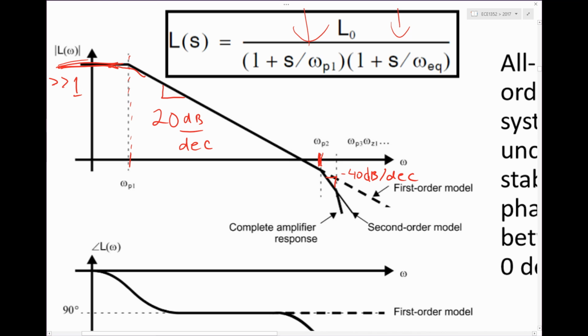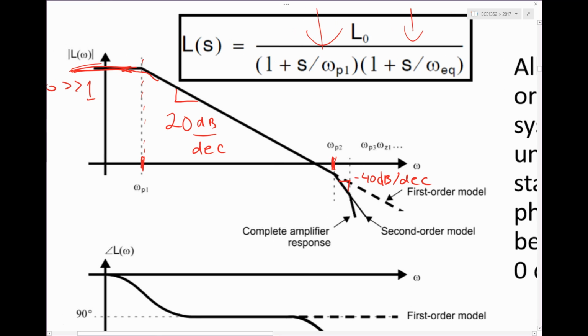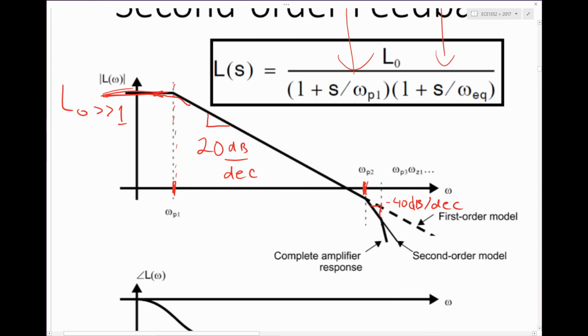Now if these 2 poles, omega p1 and omega p2, are closer together, obviously that whole thing will smear together and it will just look like a curve. Now, if we generalize even more, the amplifier may have other third poles, fourth poles, and may have a 0 or 2.